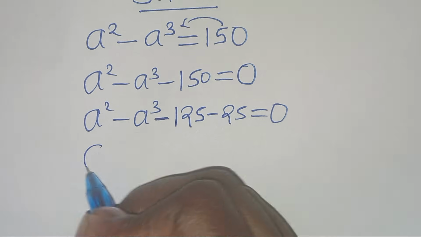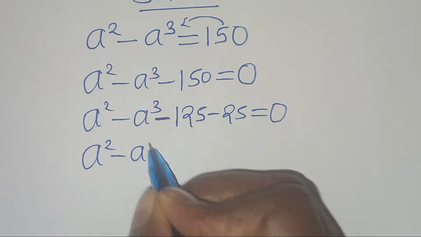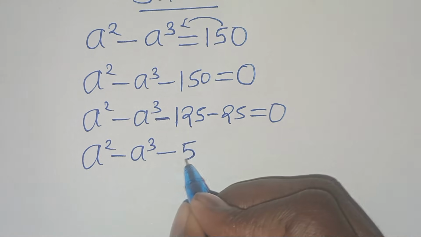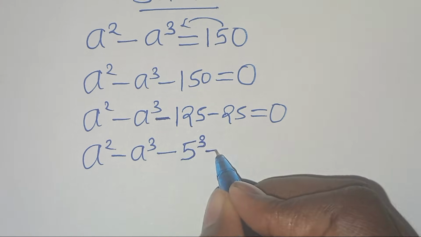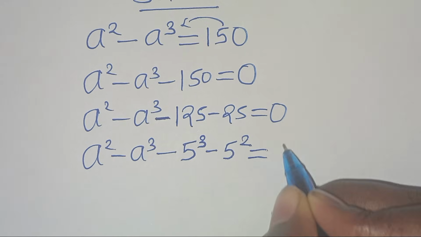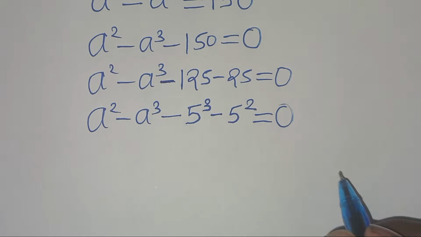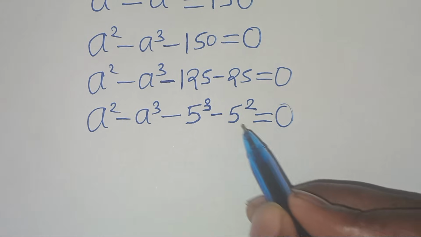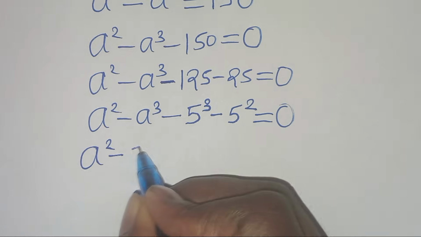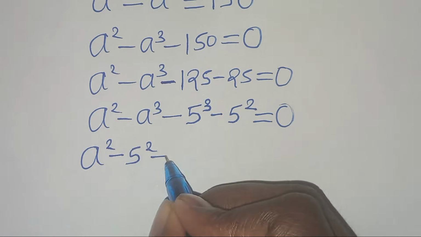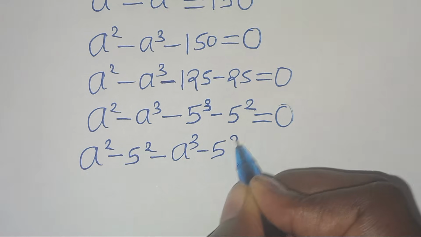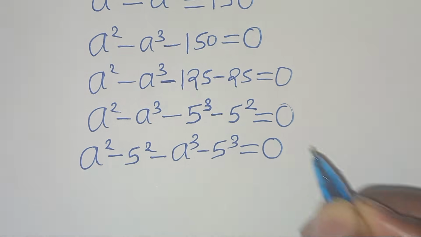So we have a squared minus a to the power of 3 minus 125. This can be expressed as 5 to the power of 3 minus 25, which is 5 to the power of 2. This is equal to 0. Now, we have a to the power of 2 here and 5 to the power of 2, so this can be expressed as a to the power of 2 minus 5 to the power of 2, then minus a to the power of 3, subtract 5 to the power of 3. This is equal to 0.